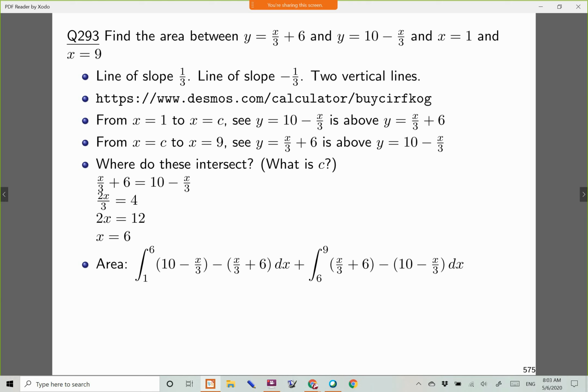So we have an integral from 1 to 6 of the line that had the larger y-intercept first minus the line that had the smaller y-intercept, the one that was below. And then the integral from 6 to 9, you'll notice the functions have swapped places because now it's this one that's above. It's a question each time of which thing is above and which is below.